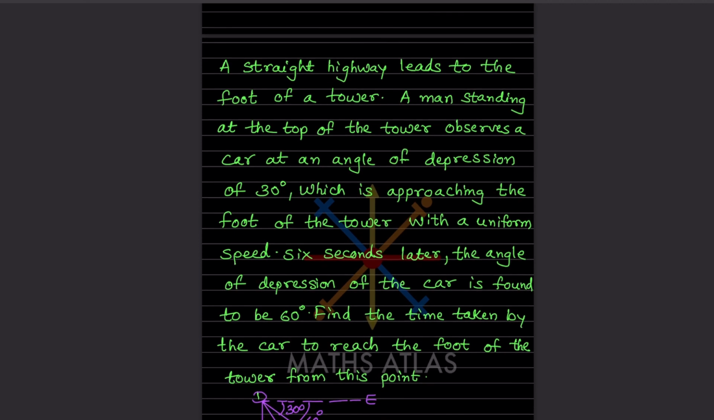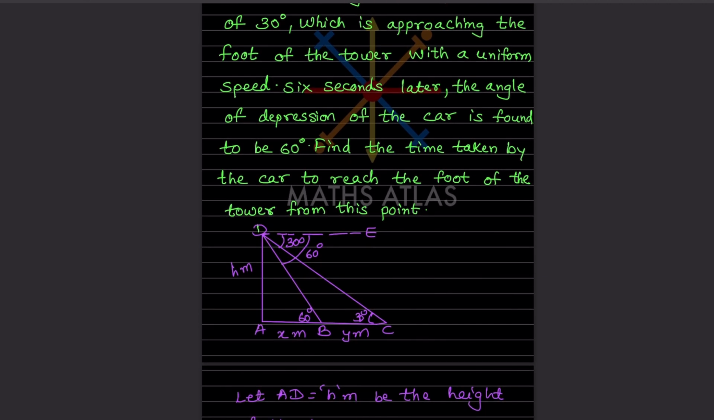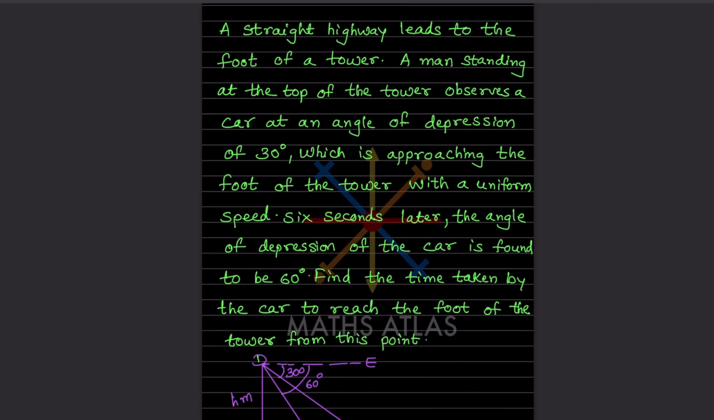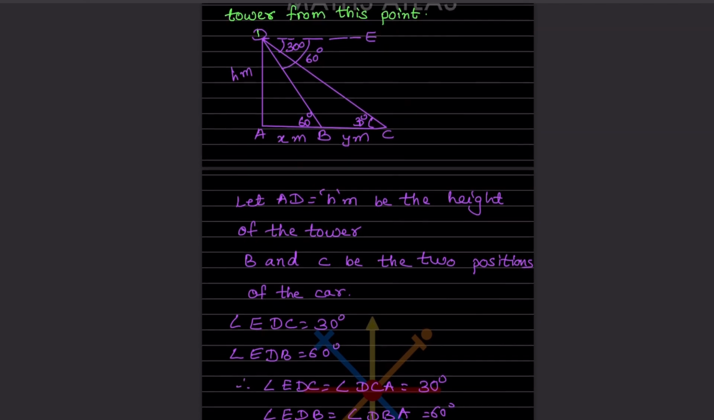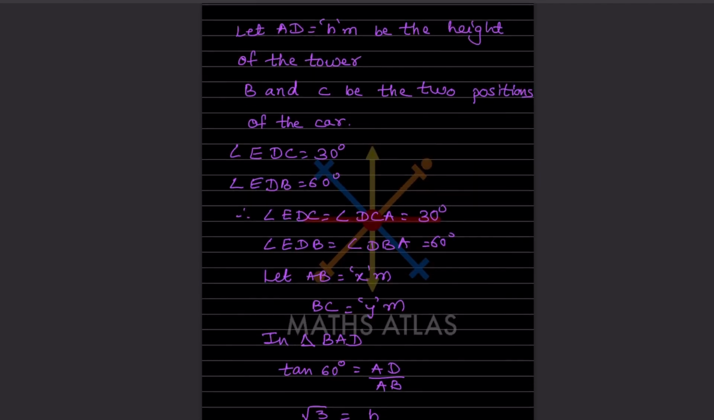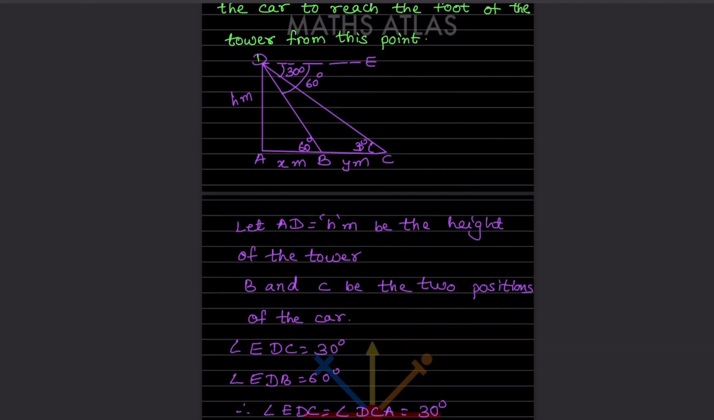Because it is given that it is the foot, and the man is standing at the top of the tower, we have to draw the diagram in such a way that the angle of depression is given as 30 degrees. Now again, consider angle BAD, this triangle. In triangle BAD, this is 60 degrees, this is the opposite side and this is the adjacent side.